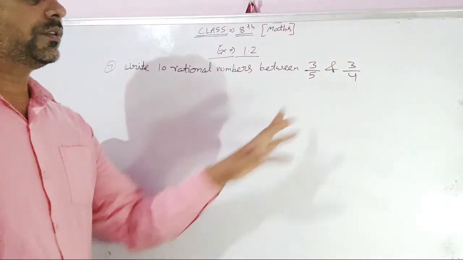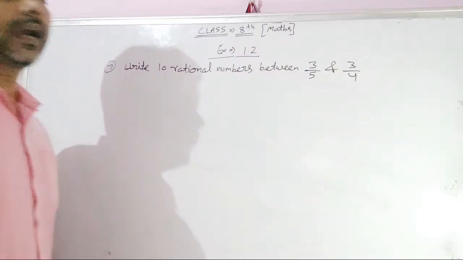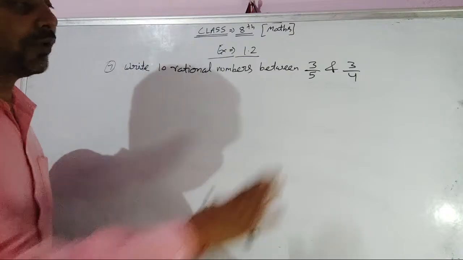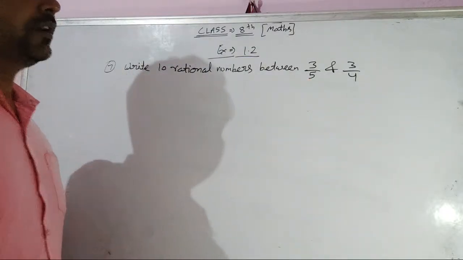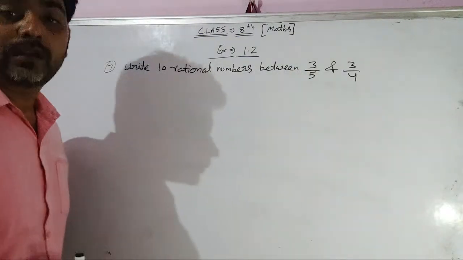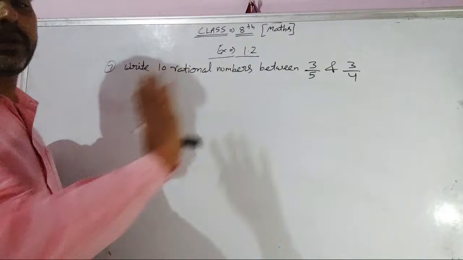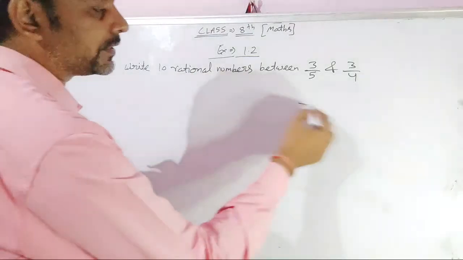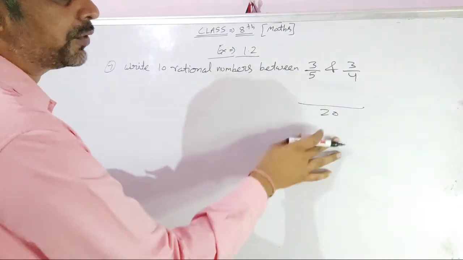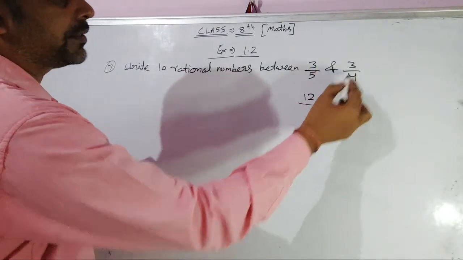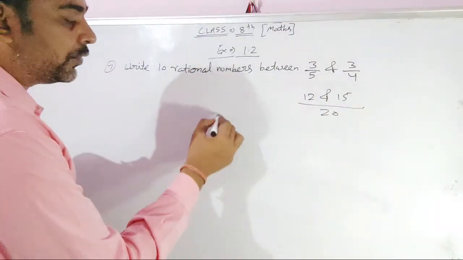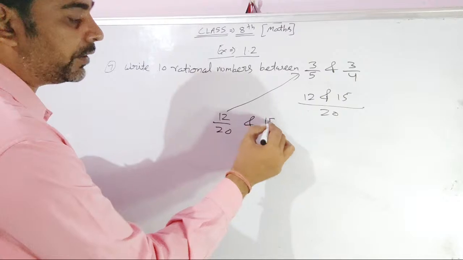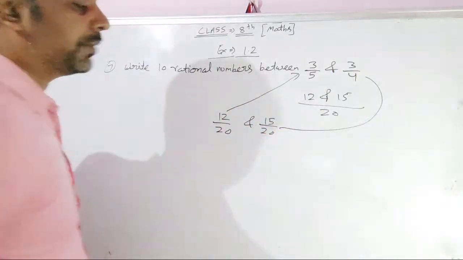Now, I want to make the denominators equal. It means I have to multiply the numerator and denominator by what? So I multiply the numerator and denominator by 4 in the first, and by 5 in the second. Now I know that you can make the denominators equal, right, after taking the LCM as 20? Dividing 20 by 5 you will have 4, and 4 times 3 is 12, and similarly here it will be 15. So 12 upon 20 is equivalent to 3 upon 5, and 15 upon 20 is equivalent to 3 by 4.